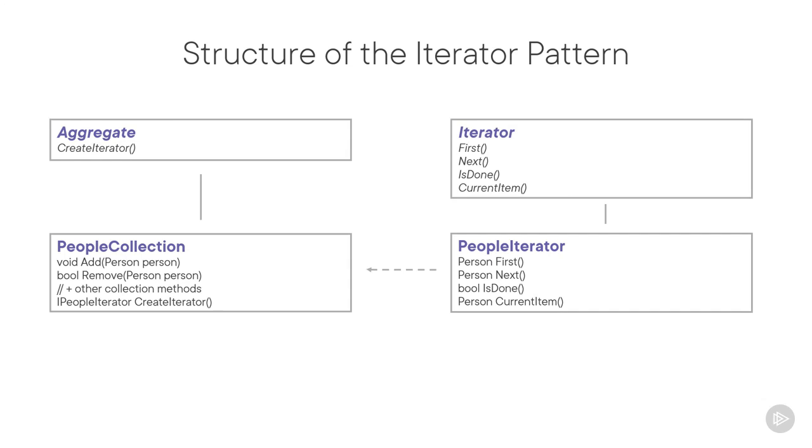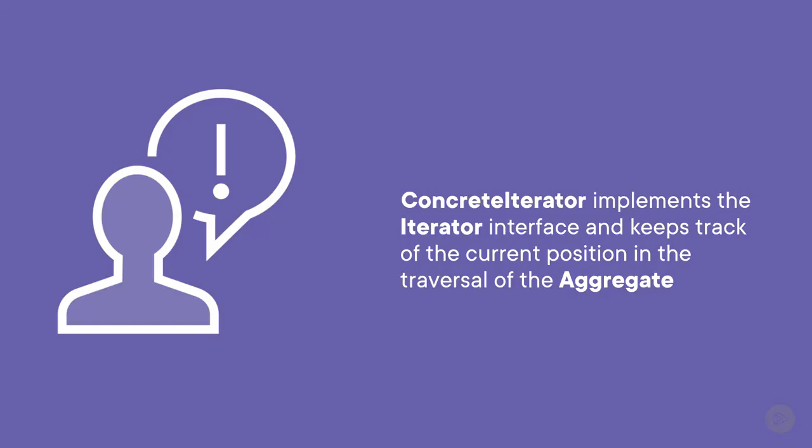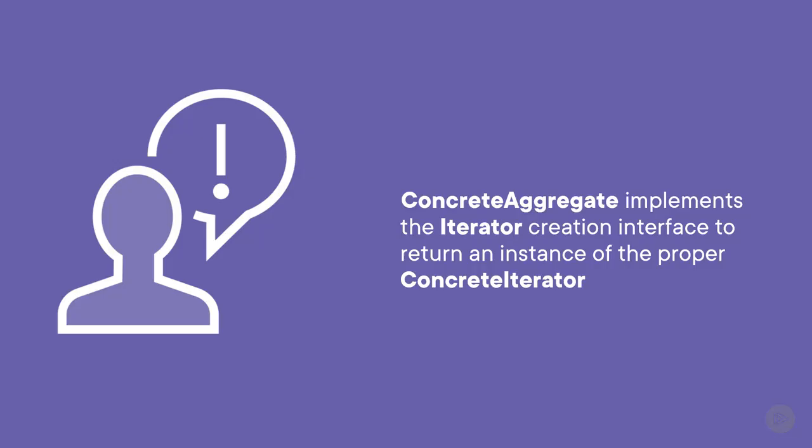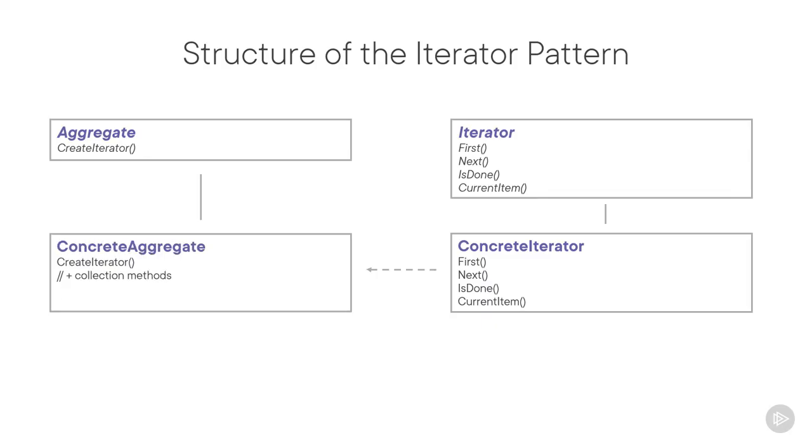And then we have the 2 concrete implementations. The concrete iterator implements the iterator interface, and it keeps track of the current position in the traversal of the aggregate. If we map it to our real-life example, we see that it maps to our people iterator. And lastly, the concrete aggregate implements the iterator creation interface to return an instance of the proper concrete iterator. And that maps to our people collection. Time to implement this in a demo.